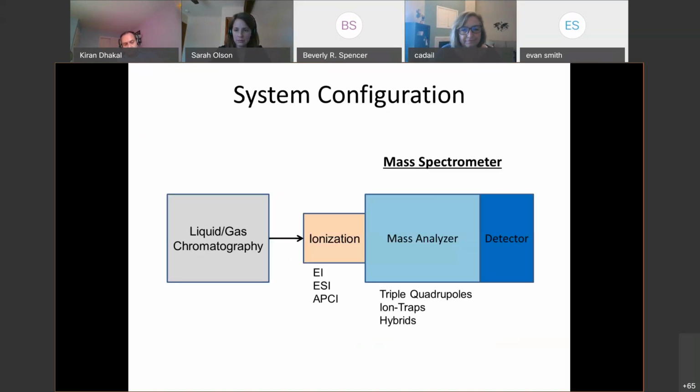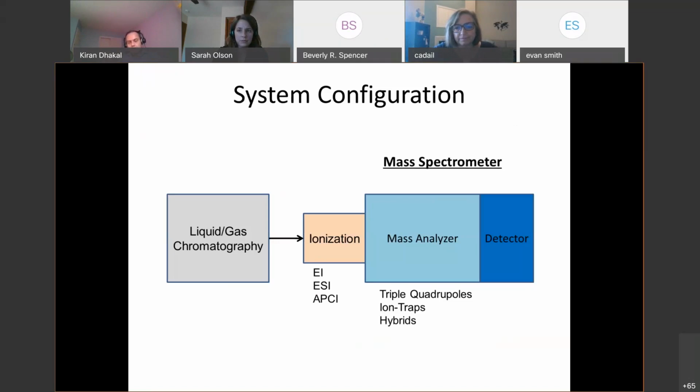So laboratory drug confirmation by mass spectrometry is a very specific, very confirmatory test. The system configuration we have is a liquid or gas chromatography that is attached to the mass spectrometer. This is a very complicated instrument, and there are 3 parts in the mass spectrometer. The first part is the ionization part, and there are a variety of ways we can ionize the drug.